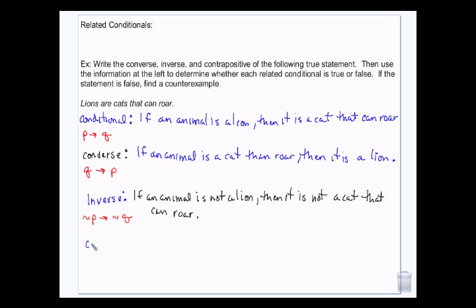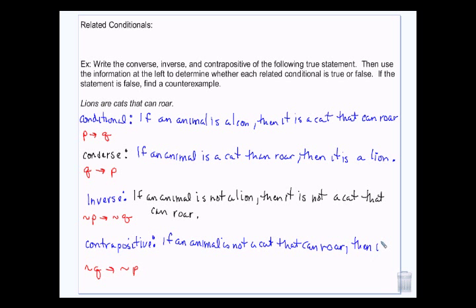And finally, we have the contrapositive. Our contrapositive is not Q, not P. So backwards, flipped and negated. So converse is flip, inverse is negate, contrapositive is both. So we do: if an animal is not a cat that can roar, then it's not a lion.